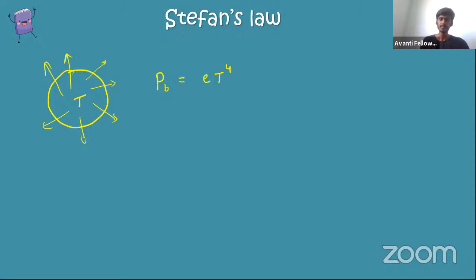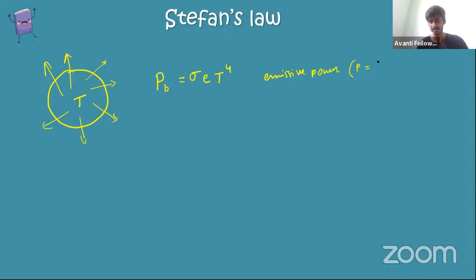Okay. A black body will emit all the radiation, but regular bodies won't emit all the radiation. So emissivity is a constant number. It depends on emissivity, and also depends on sigma. Sigma is called Stefan's constant. Don't worry, Stefan's constant will be given in the exam whenever the problem is given. So this is called the emissive power.